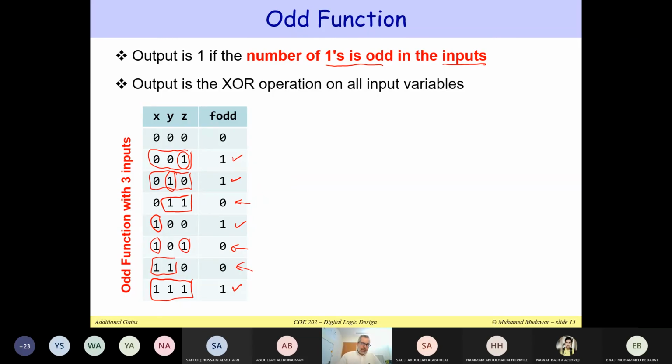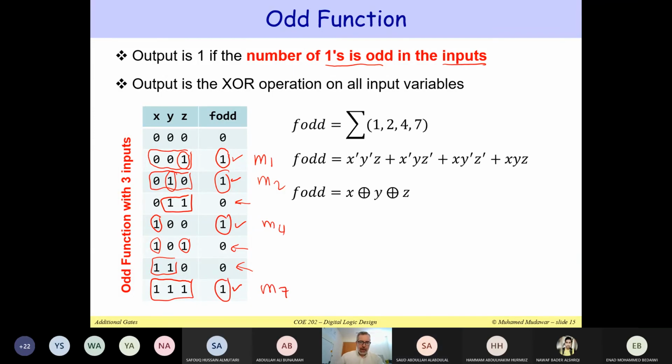Now, if you would like to look at the minterms here, this will be minterm what? This is minterm 1. How about this one? 2. How about this one? 4. And 7. Thank you. So I can always write this function in sigma notation. So it's the sum of these 4 minterms.